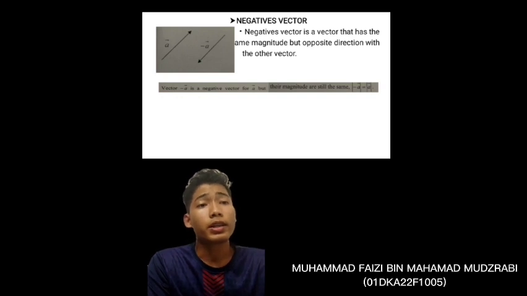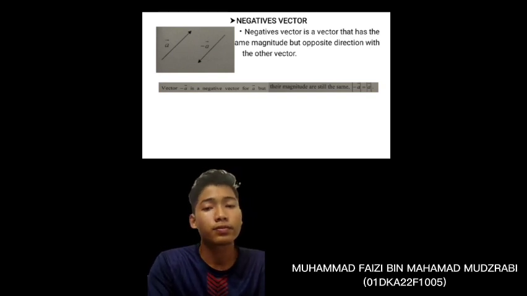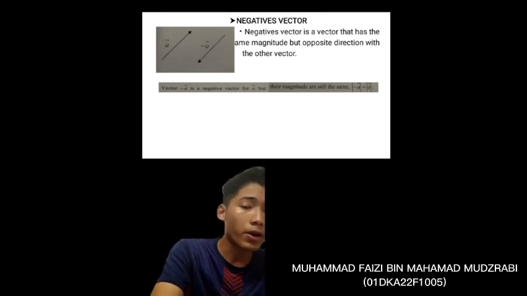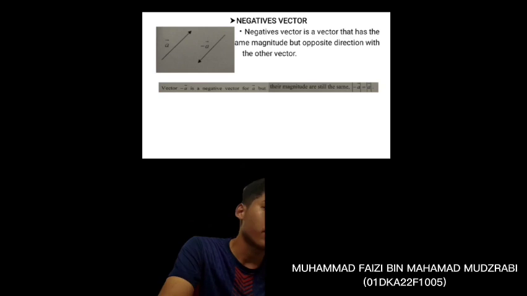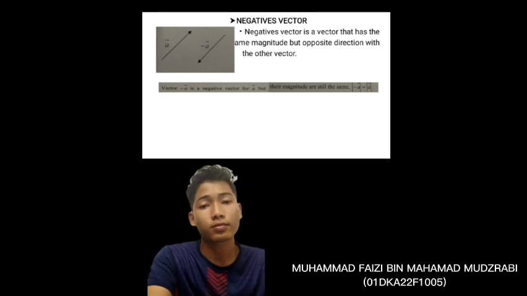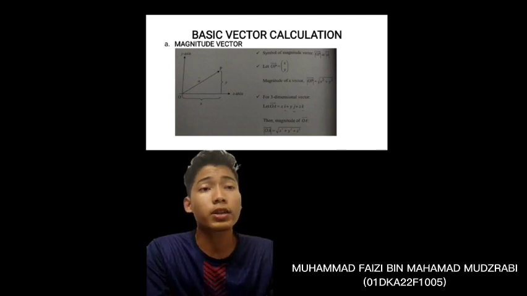Negative vector. A negative vector is a vector that has the same magnitude but opposite direction to the other vector. As you can see in the picture, the arrows point up and opposite. So we move on to the basic vector calculation.